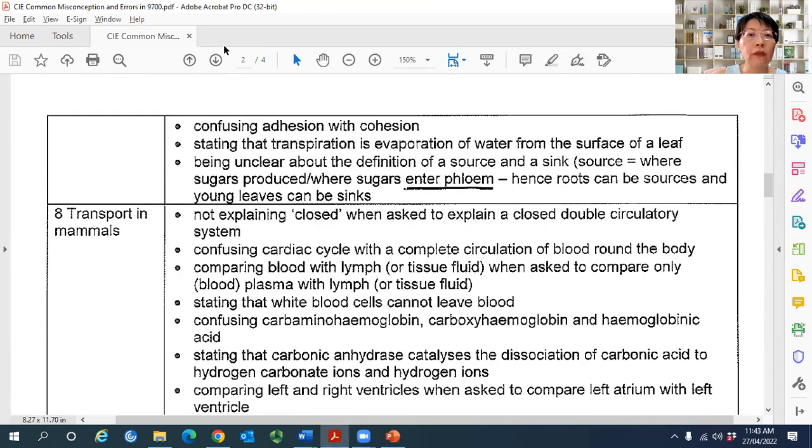Okay, next, confusing adhesion with cohesion. This one, I think you all know, right? Cohesion means co means together, same molecules, attraction between two water molecules by hydrogen bond. Adhesion is attraction between the water molecule and the cellulose wall, okay, by forming hydrogen bond, and also with the lignin, because lignin has got a certain component there that is hydrophilic, that the water can form hydrogen bond with. So therefore, the water can be attracted to the cell wall. Which part of cell wall? The cellulose and also the lignin. Even though water cannot pass through, water can be attracted by.